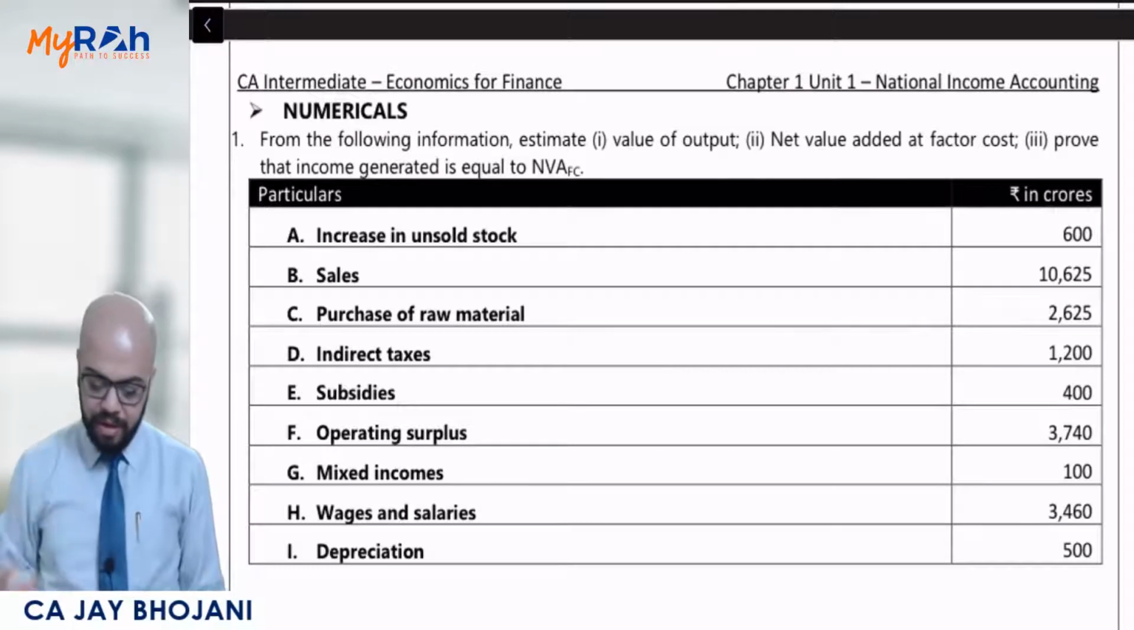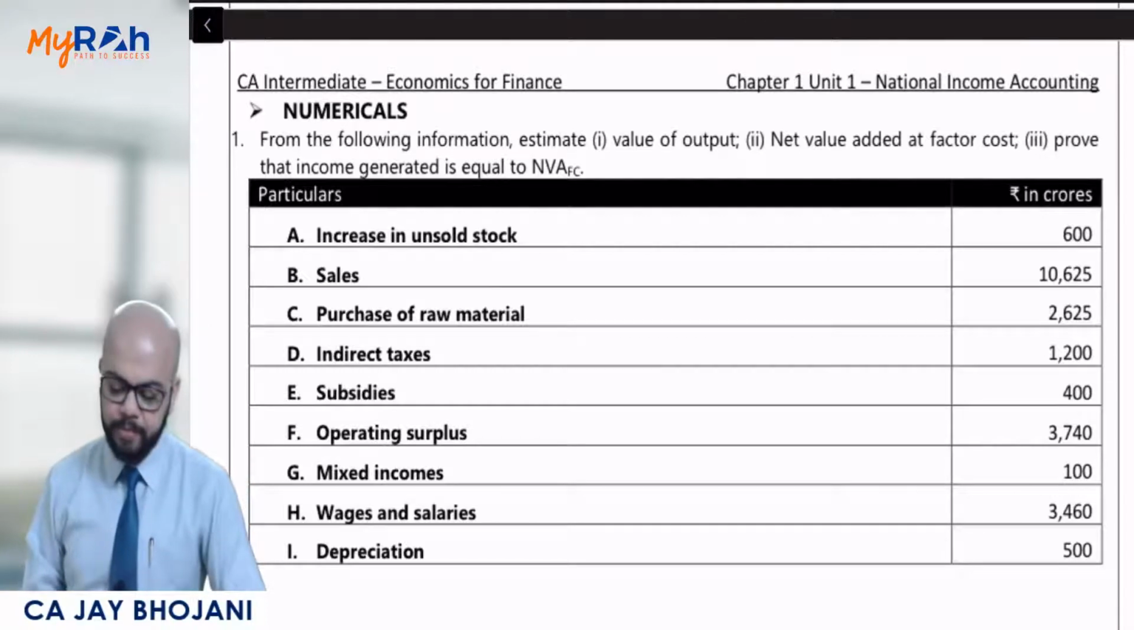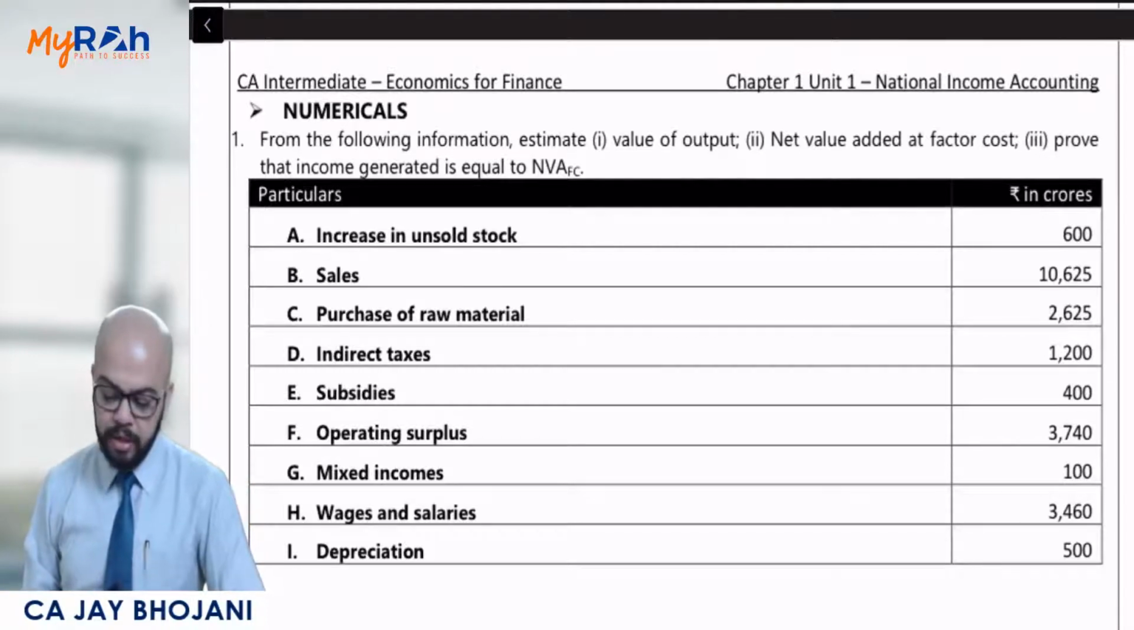See, from the following information, you are required to estimate three things: value of output, net value added at factor cost, and prove that the income generated is equal to NDPfc. Now, what is given to you? Increase in unsold stock, sales, purchase of raw materials, indirect taxes, subsidies, operating surplus, mixed income, wages and salaries, depreciation. These are all the information that is available.